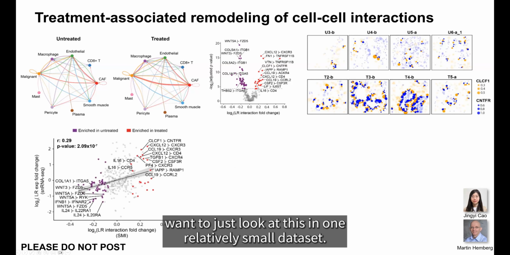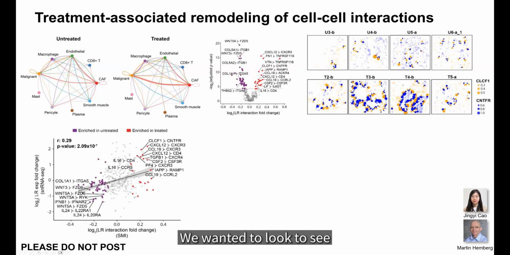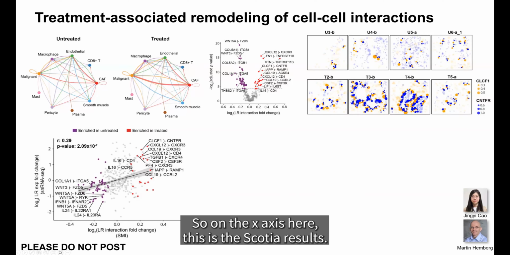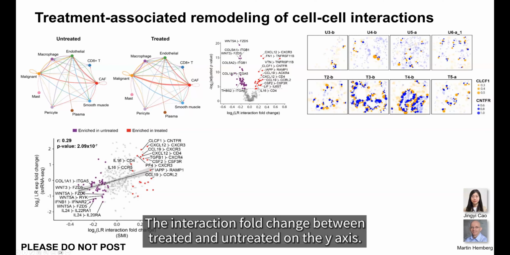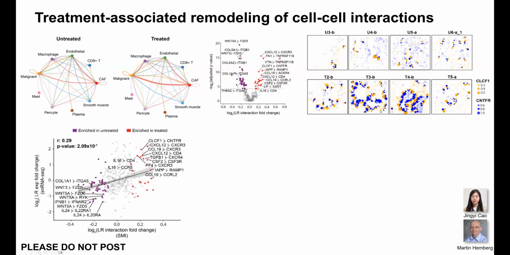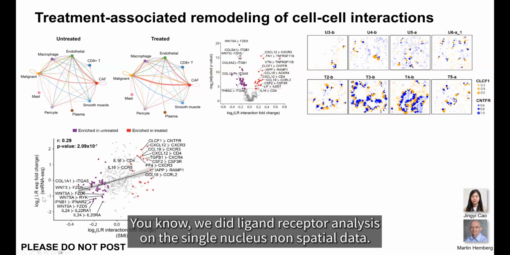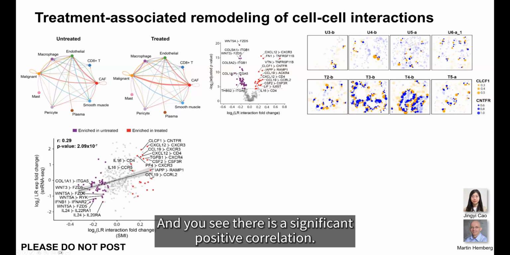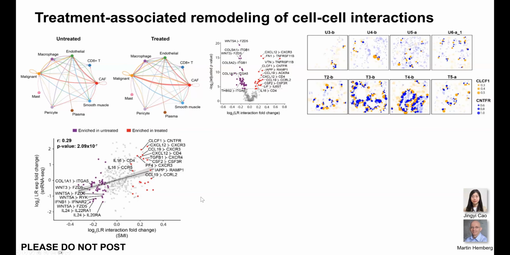Now, we didn't want to just look at this in one relatively small data set. We wanted to see if there was a correlation with our snRNA-seq data, for example. On the x-axis here, these are the SCOTIA results, the interaction fold change between treated and untreated. On the y-axis, we did ligand-receptor analysis on the single nucleus, non-spatial data. This is the exponential fold change between treated and untreated. And you see there's a significant positive correlation.